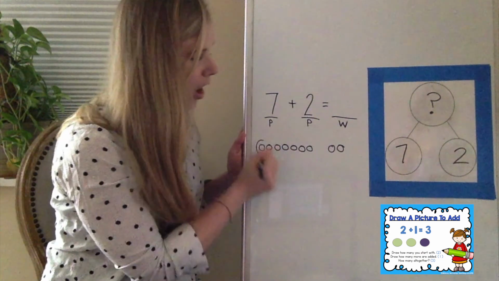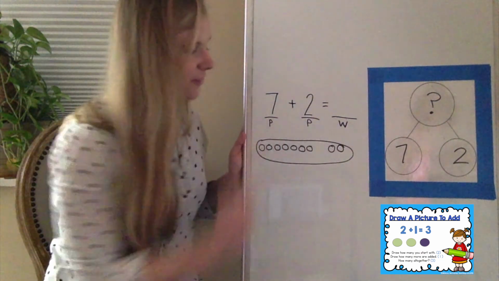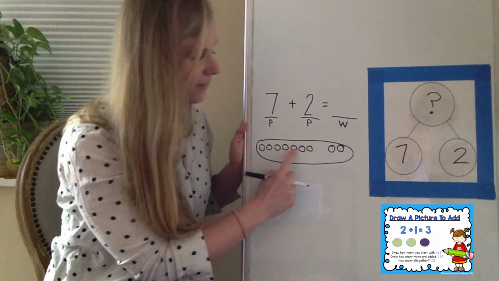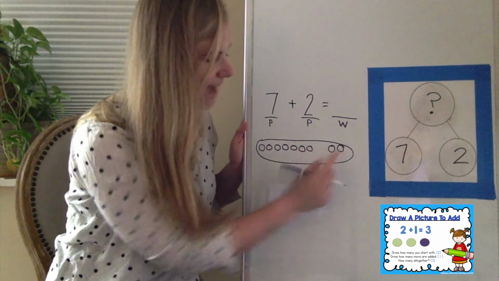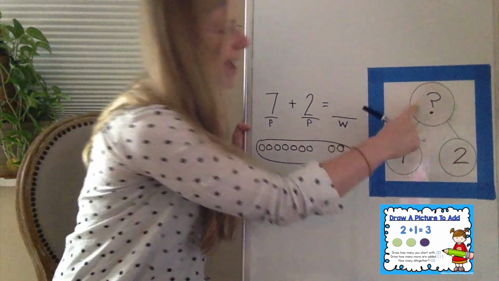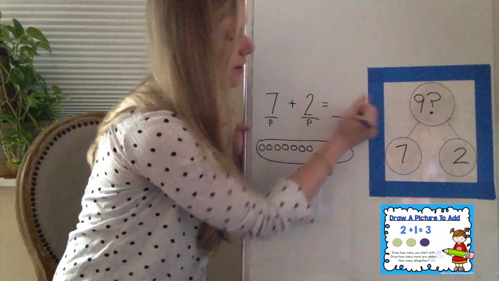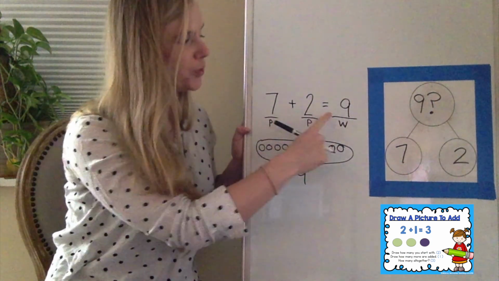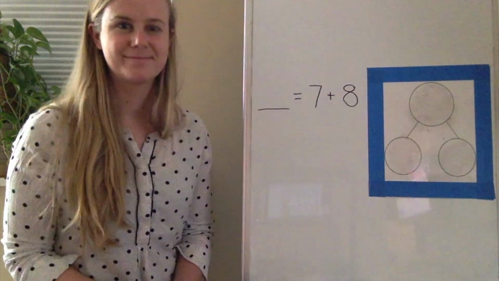Then how many all together? I count all of the circles to find the answer. Ready, go. 1, 2, 3, 4, 5, 6, 7, 8, 9. I have 9 circles all together. So that's my whole and the answer to my equation. 7 plus 2 equals 9.